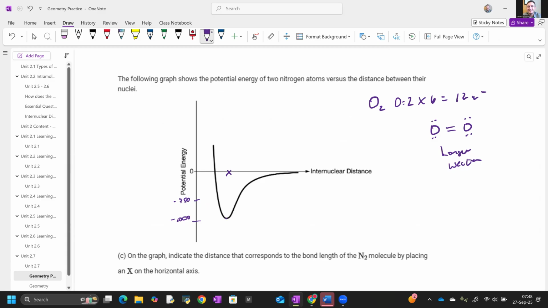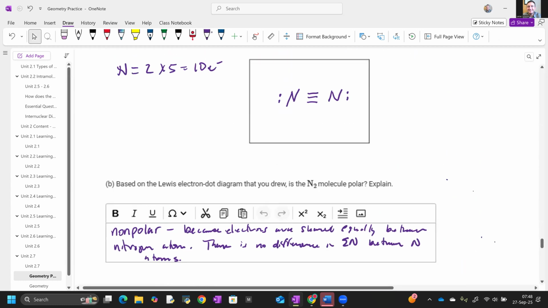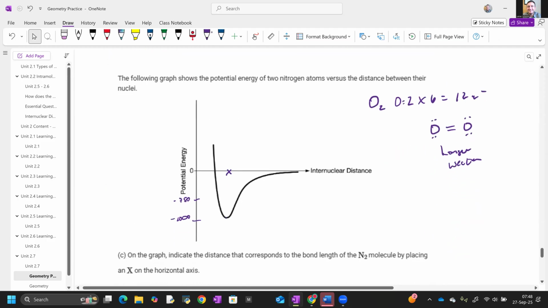Why? Because oxygen has a double bond versus nitrogen having a triple bond. It's the difference in the bond order. We know that triple bonds are stronger and they have a shorter bond length, so our curve has to show that. Your curve should always take the shape of the one that we have drawn here.